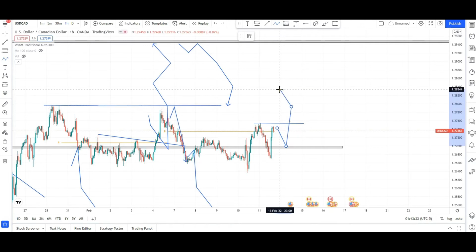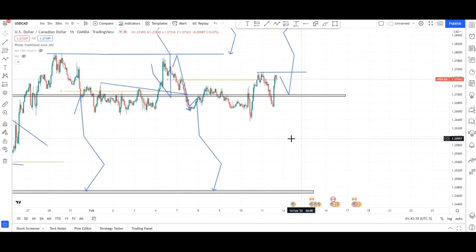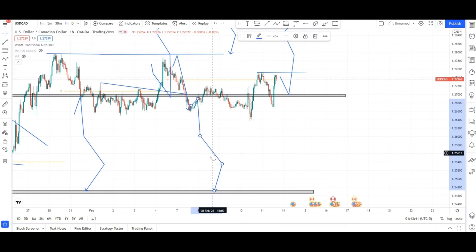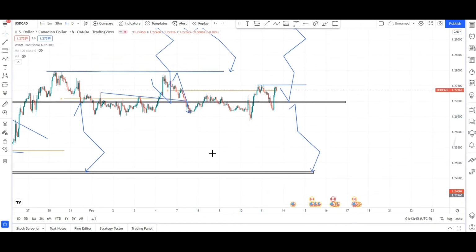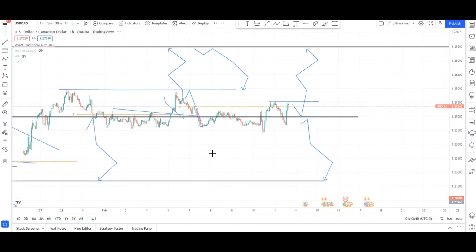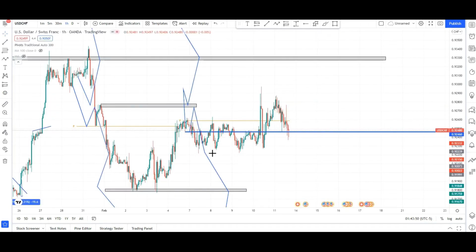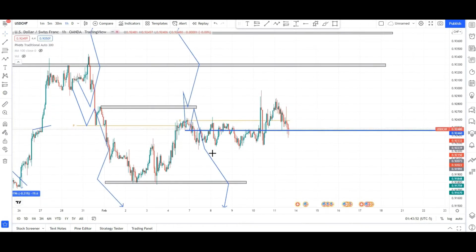The first target will be this, second target, third and fourth. Okay, these are the four targets in upside. In downside also I will just shift this line so we can get our downside momentum. Okay guys, these are the USD versus Canadian dollar. We can see in USD versus Swiss francs. Okay guys, I will just remove this.